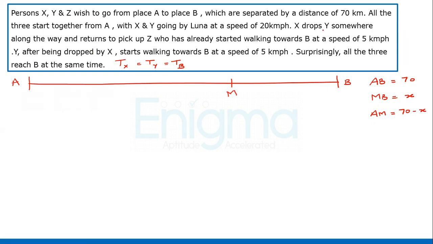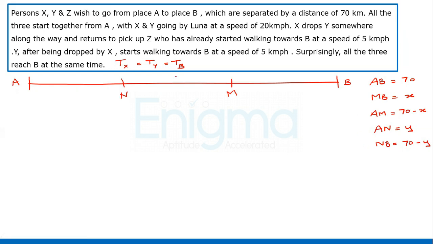Now, after this, X returns to pick up Z, who has already started walking towards B. So Z has already started walking, and let's say he must have reached this point, and X picks up Z from this point. Let's name this point as N. Now, let's name the distance AN as y. So therefore, distance NB will be 70 minus y.